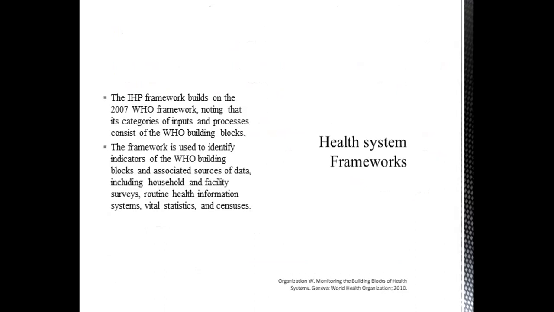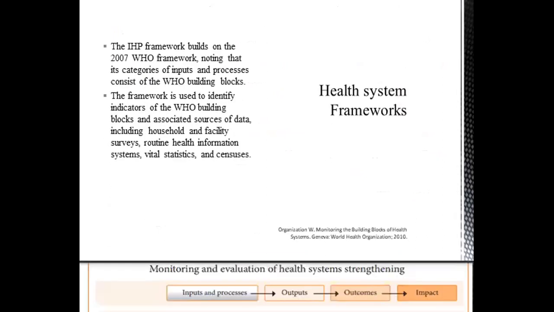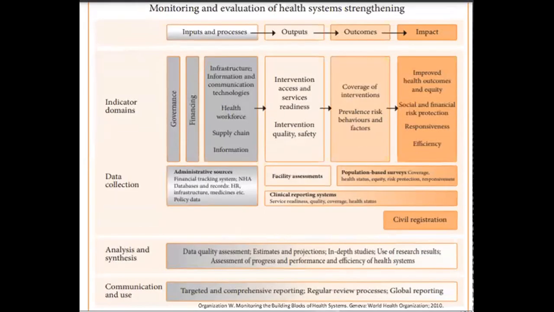The framework is used to identify indicators of the WHO building blocks and associated sources of data: household data, facility surveys, routine health information system, vital statistics, and census. This is monitoring and evaluation, which includes inputs and processes, including governance, financing, infrastructure, health workforce, and supply chain information, as the indicator domain, with administrative sources for data collection. Output includes intervention assessment, service readiness, and intervention quality and safety. Outcome covers coverage of interventions, prevalence, risk behavior, and factors, and impact includes improved health outcomes and equity, social and financial risk protection, responsiveness, and efficiency.